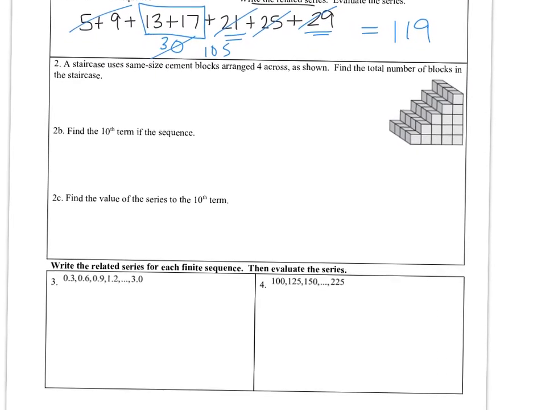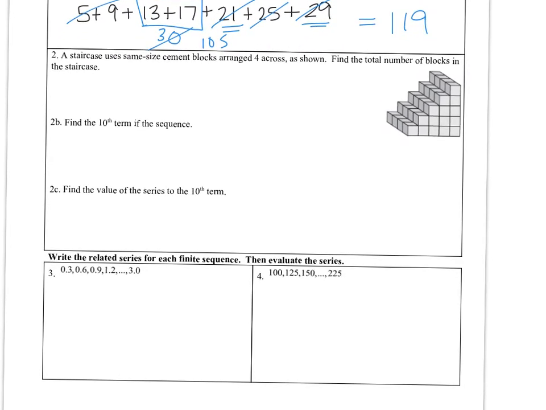Okay, 2. A staircase uses same size cement blocks arranged 4 across as shown. Find the total number of blocks in the staircase. So I can count: this bottom layer right here is a 4 by 5, so this is 20. So I did that row. This layer is a 4 by 4, so that's 16, plus this layer is 3 by 4, so that's 12, plus this layer is 2 by 4, so that's 8, plus 1 by 4 is 4.